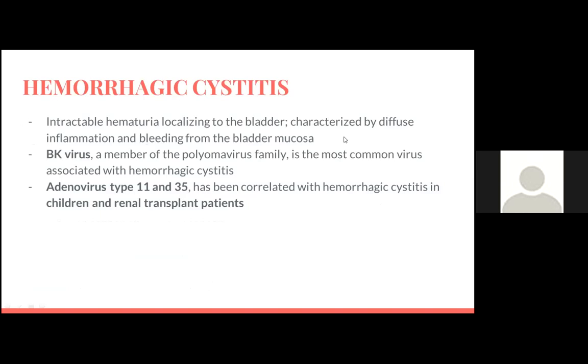Hemorrhagic cystitis is an intractable hematuria localizing to the bladder, characterized by diffuse inflammation and bleeding from the bladder mucosa. BK virus is a member of the polyomavirus family and the most common virus associated with hemorrhagic cystitis. Adenovirus types 11 and 35 have been correlated with hemorrhagic cystitis in children and renal transplant patients. For viral-induced hemorrhagic cystitis, treatment is primarily supportive with hydration, diuresis, and bladder irrigation, although case reports of success with antiviral therapy exist.